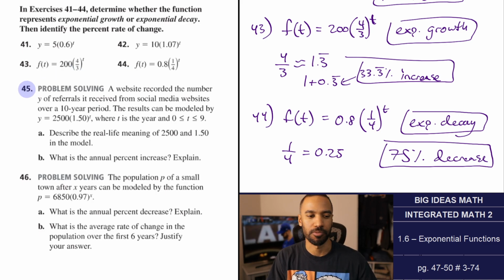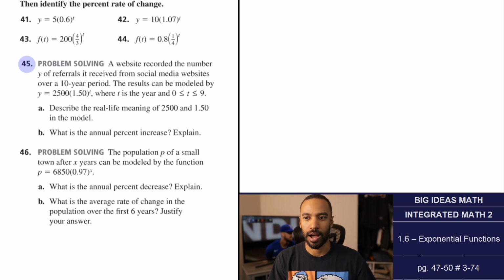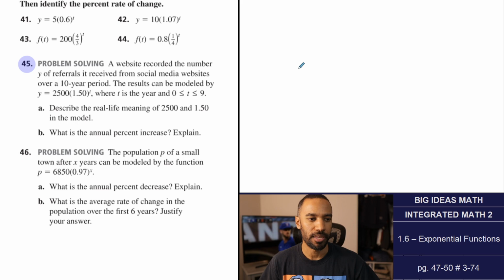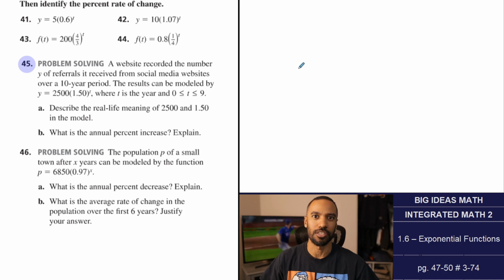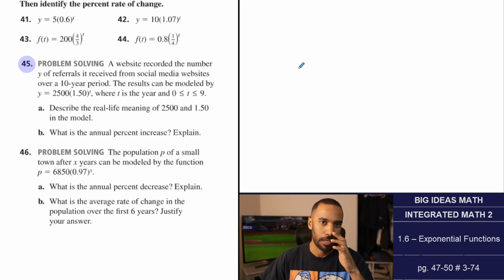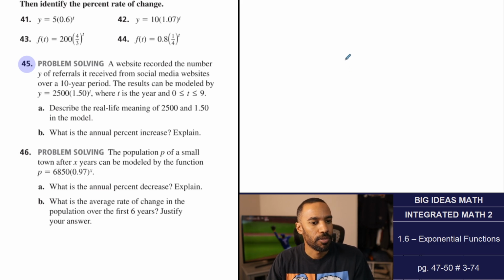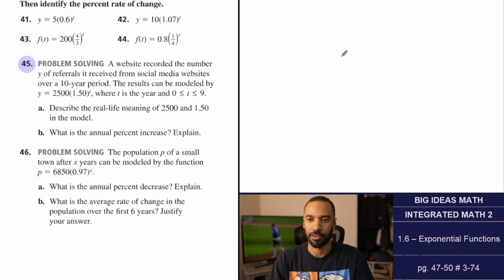Okay, number 45, problem solving. A website recorded the number Y of referrals it received from social media websites over a 10-year period. The results can be modeled by Y equals 2,500 times 1.50 to the t power, where t is the year, and t goes between years 0 and 9. So they restrict our domain over these 10 years. From 0 to 9 is 10 years, because 0 counts as one of them and 9 is the last one. Describe the real-life meaning of 2,500 and 1.50 in the model.